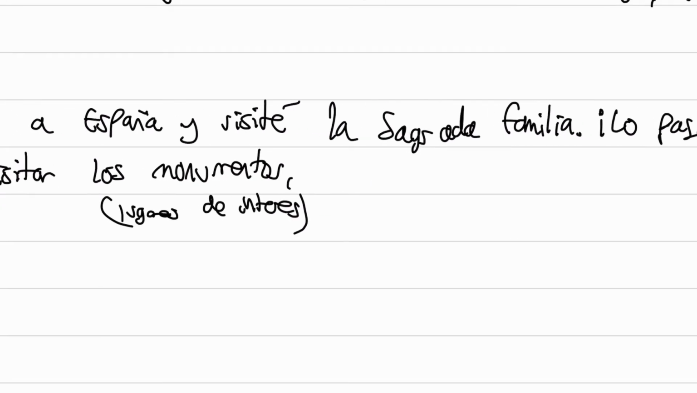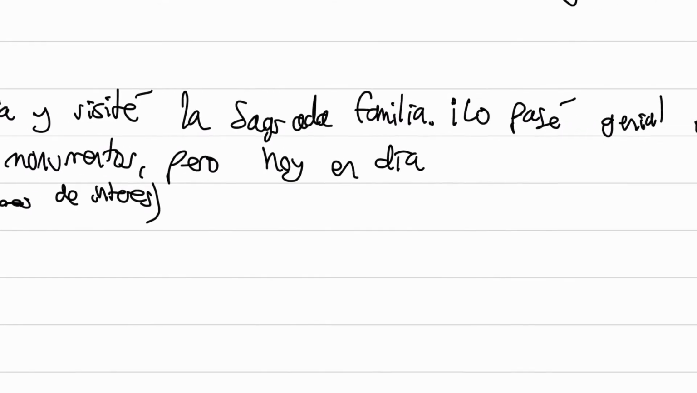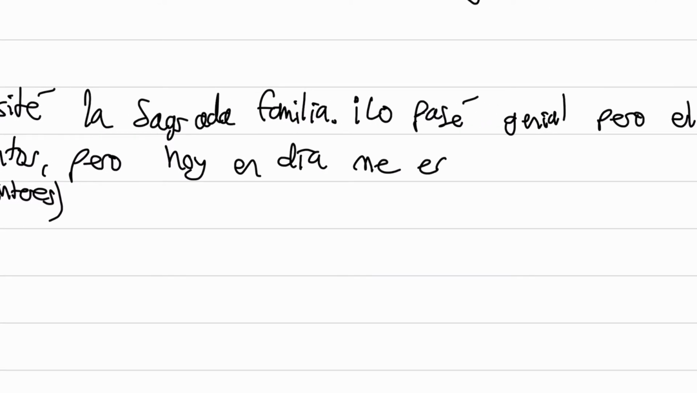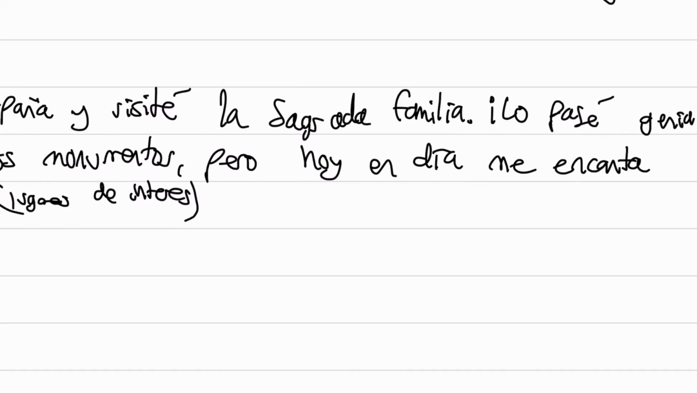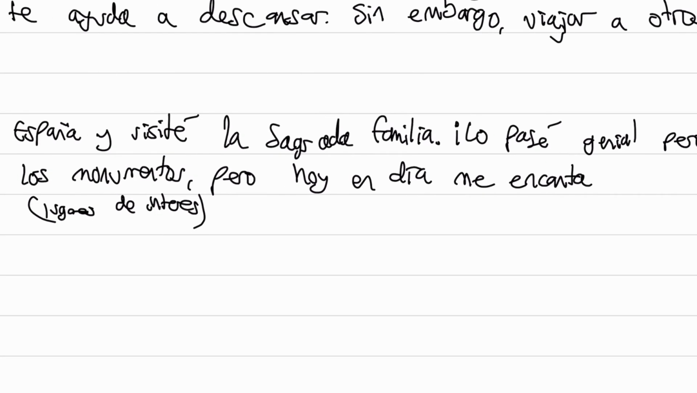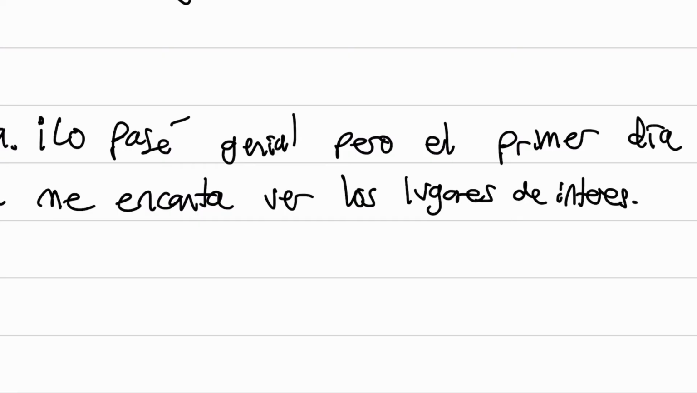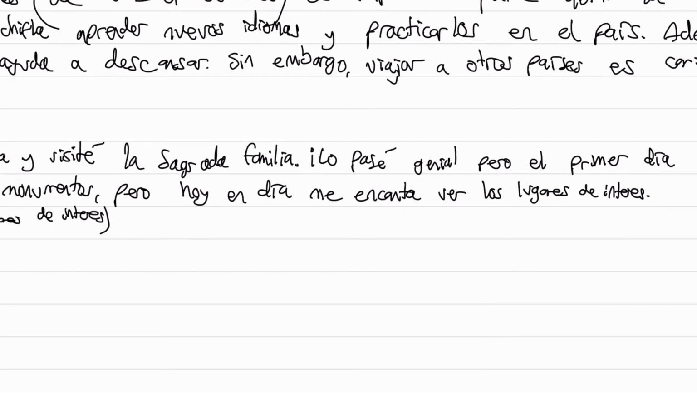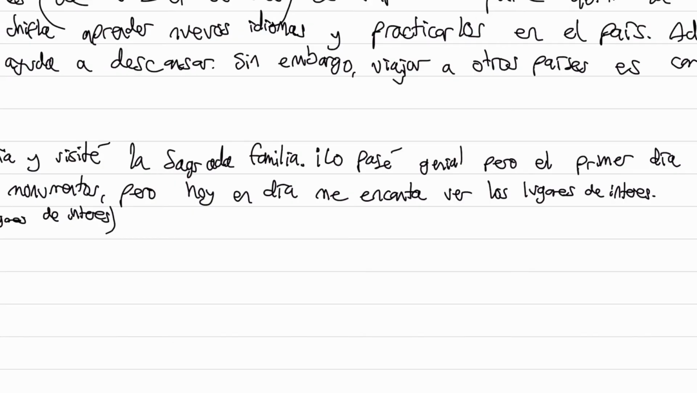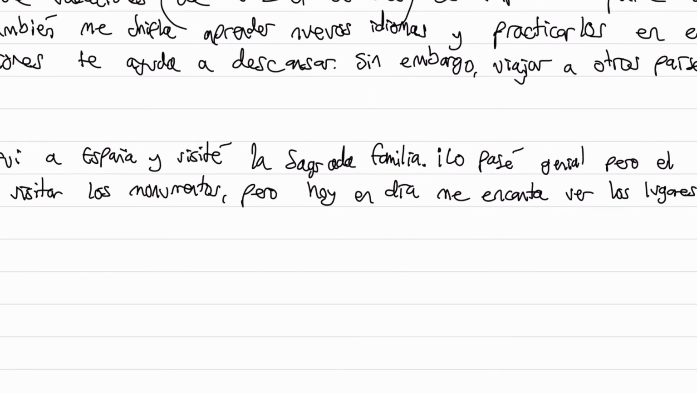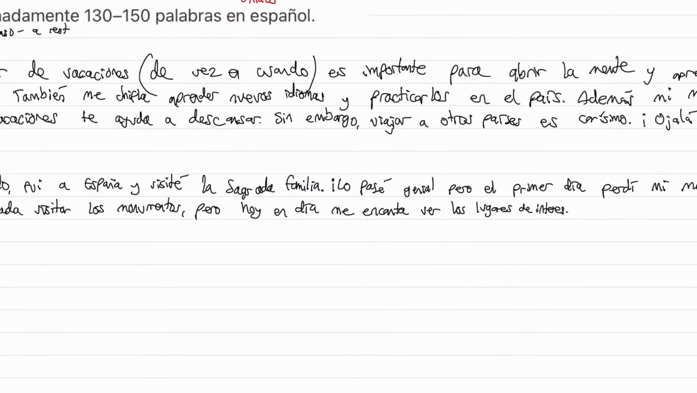Let's just say compared to nowadays. So pero hoy en día is nowadays. Pero hoy en día me encanta. I'm going to just be really clear and say, hoy en día me encanta ver los lugares de interés. I don't want to repeat monumentos again, so I'll just pick something else. Los lugares de interés, a synonym for that. Just to make it really clear. You can stop after me encanta, but I think it sounds better if you're making it clear what you're talking about by repeating the main idea again. So, but nowadays, I love to see places of interest.